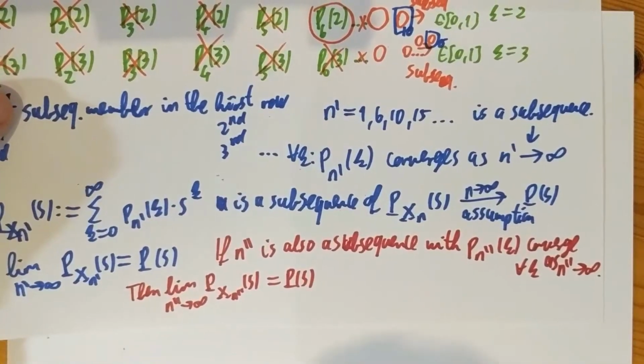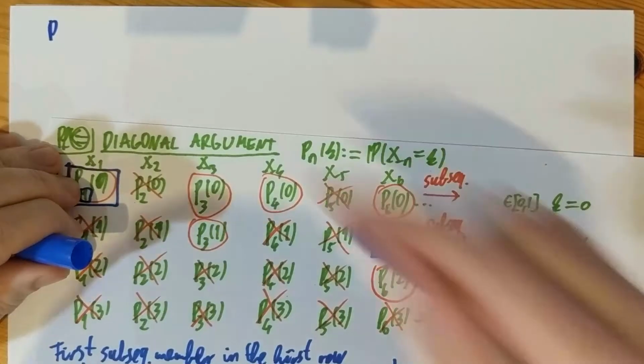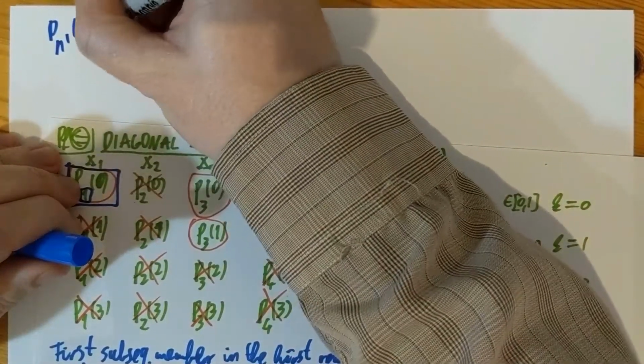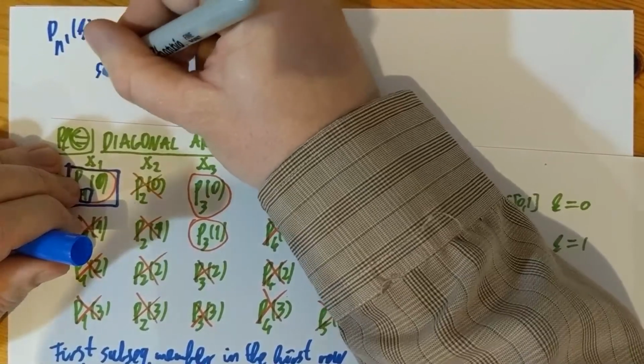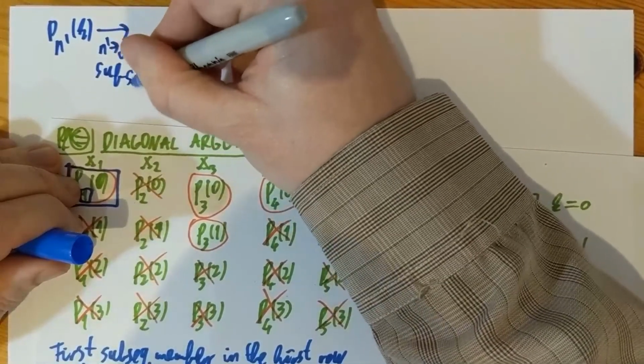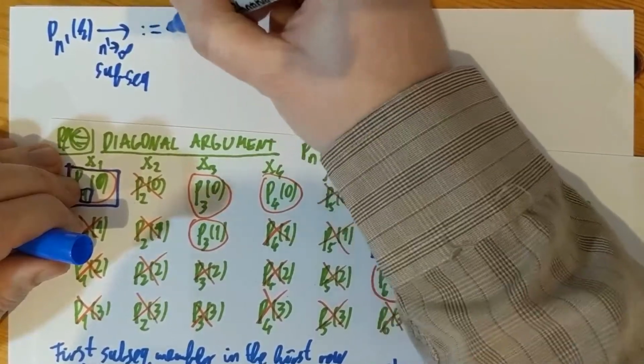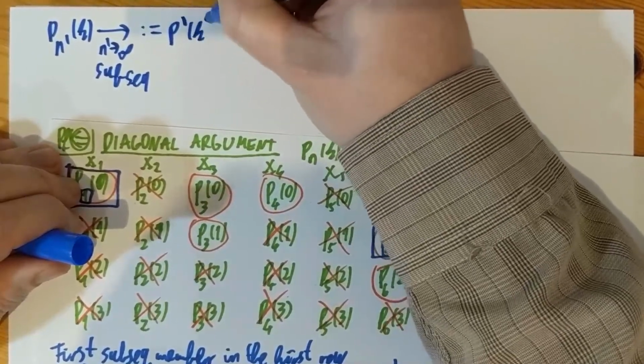So what we know so far is that we have some subsequence of mass functions p n prime that converges, that has a limit as n prime goes to infinity, a subsequential limit. Let's call this limit p prime of k.